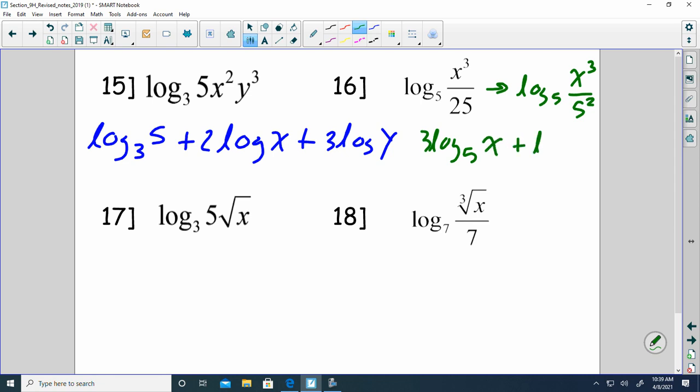Plus, I made a mistake. Minus log 2. Things just get bad. Minus 2 log base 5 of 5. This one is almost done. Does anybody see something that's going to change? Yeah, the log base 5 of 5, they cancel each other out. So I would get 3 log base 5 of x minus 2, because the log base 5 of 5 would cancel out.